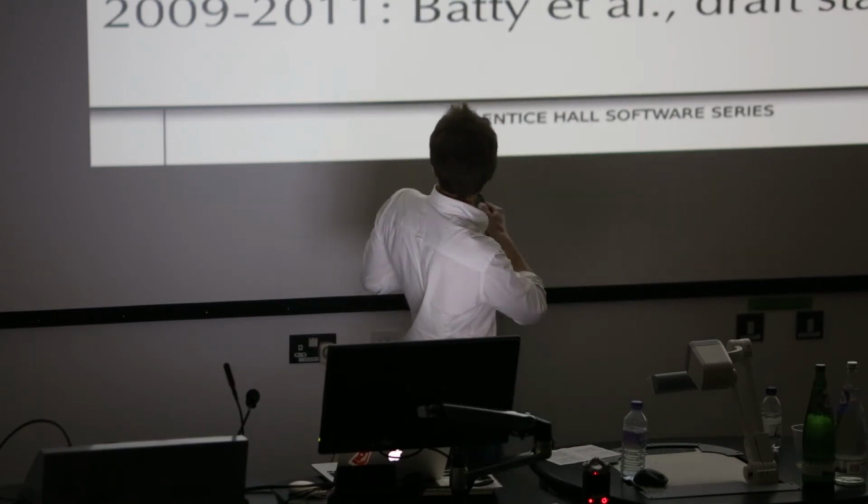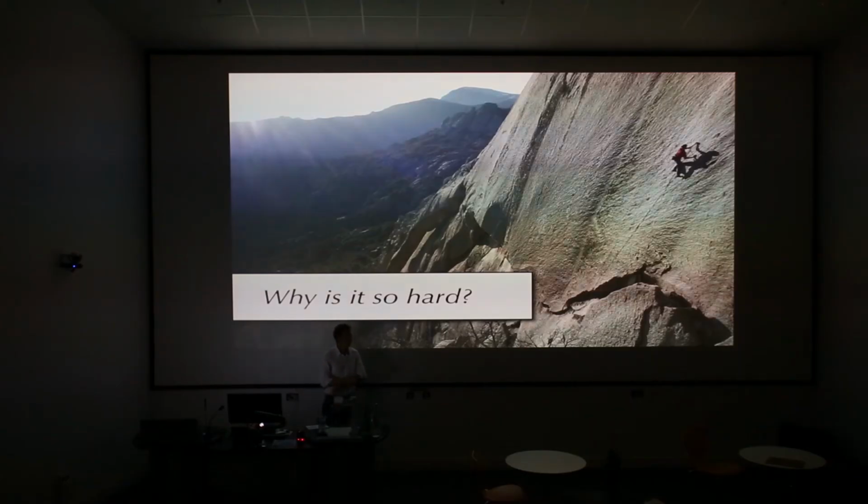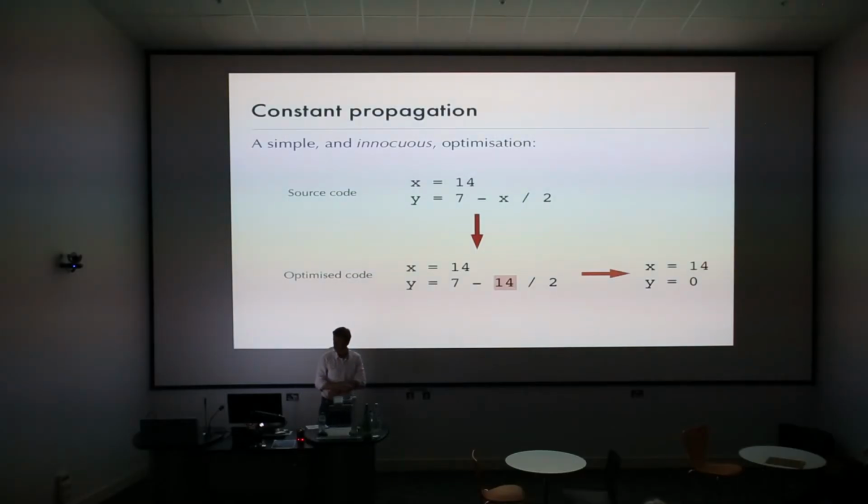So, from the 80s to 2011, why did it take so long to get the formal specification? Why is it so hard? Well, it is an old problem. Imagine you take a very simple and innocuous optimization like constant propagation. You have some source code with x equal 14, and y is an expression that uses x, then the compiler will propagate the value of x into the expression of y, and actually any compiler will generate y equals 0 immediately without reloading x.